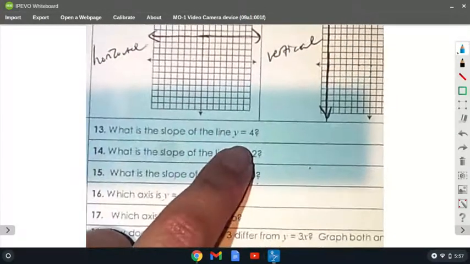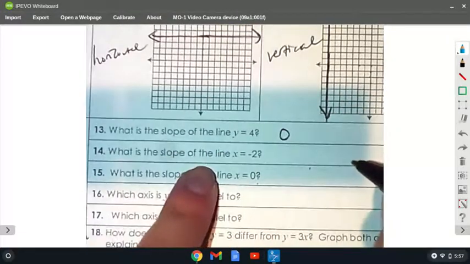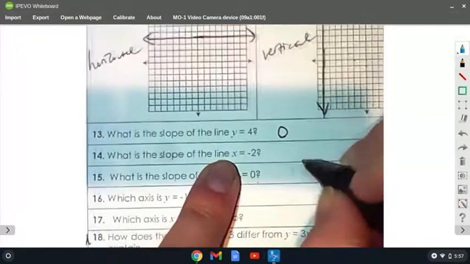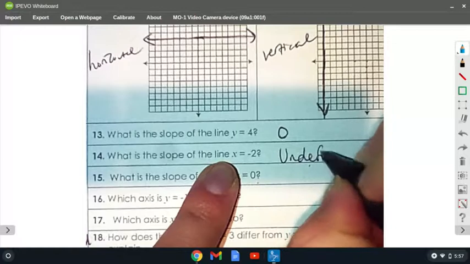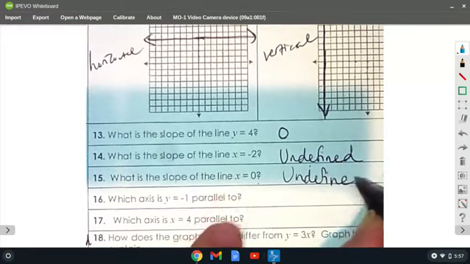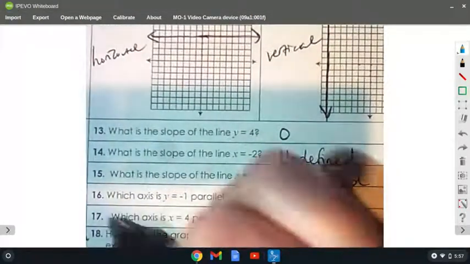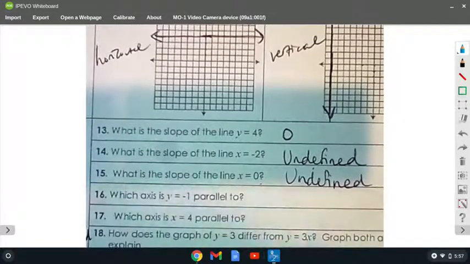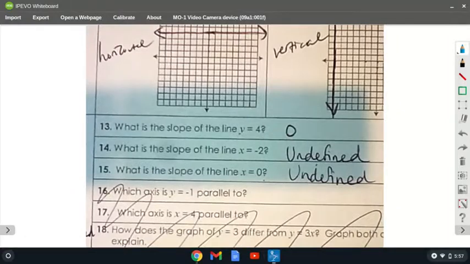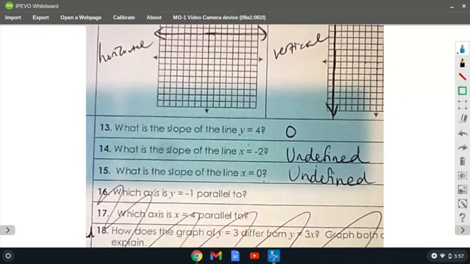So what is the slope of the line y equals 4? That's a horizontal line, so our slope is 0. What is the slope of the line x equals negative 2? That's a vertical line, so our slope is undefined. X equals again, so that would be undefined. And I'm not too concerned with you guys knowing 16 through 18. Okay? But those 13 through 15 are important.